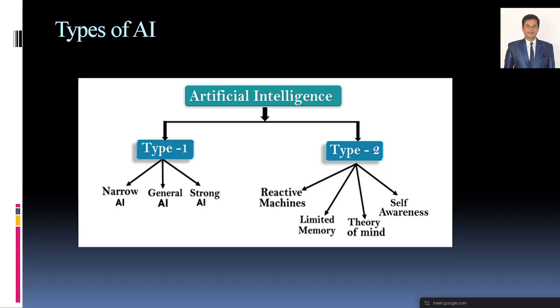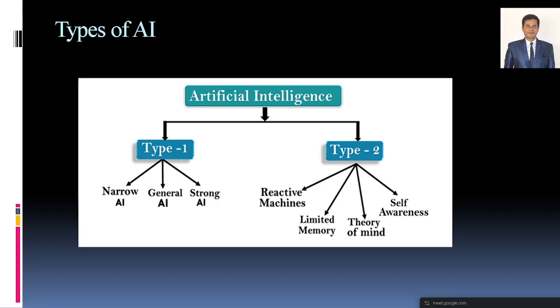In type 1, we have the narrow AI. It will try to understand only the minimal things. You have to give the inputs, and based on that, it will try to analyze your inputs and give the outputs, right? It will not think in a very broad way. So narrow AI will think only in a very small way.